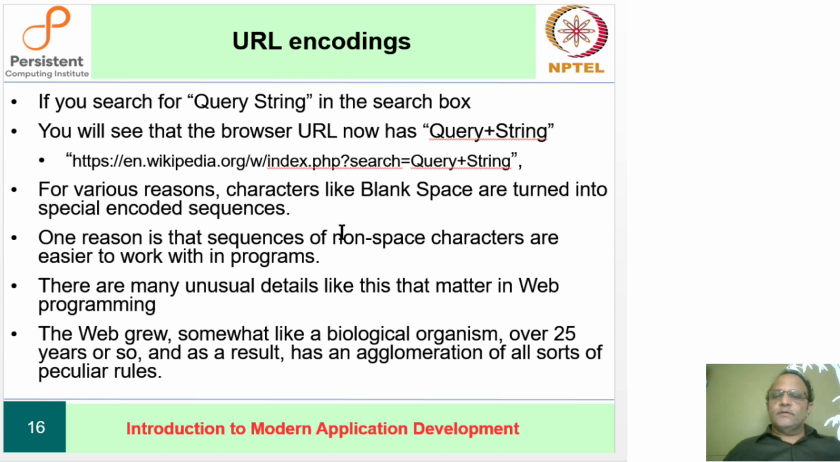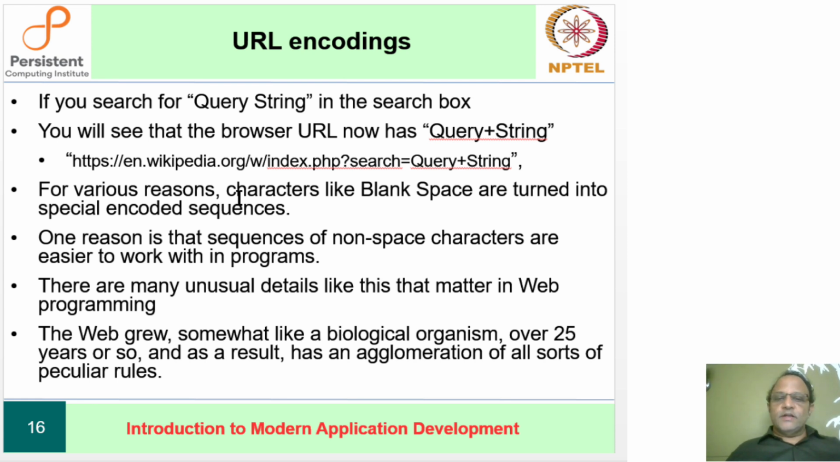For various reasons, characters like blank spaces are turned into special encoded sequences. One reason for this is that sequences of non-space characters are often easier to work with in programs, but there are other historical reasons why certain encodings exist. There are many unusual details like this that matter in web programming, and as a web programmer, you often learn these as you go on, but you have to be aware that they exist.